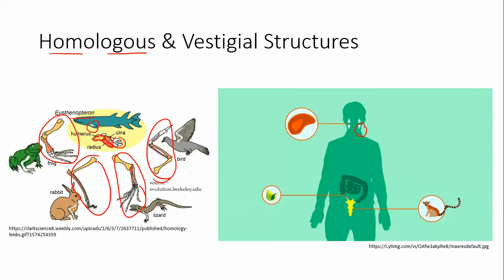Then the appendix is also vestigial. Its function was most likely, in an ancestor, related to digesting grasses and tough plant materials, and as our diet moved away from that, we started cooking things and finding fruits and things like that, then our appendix got smaller and smaller. Same thing with the tailbone.